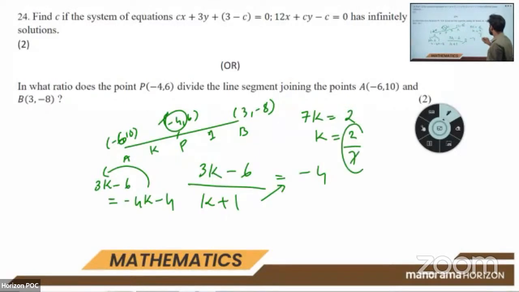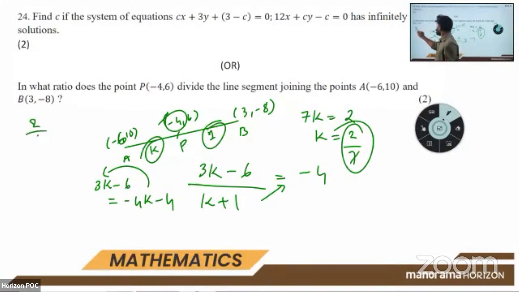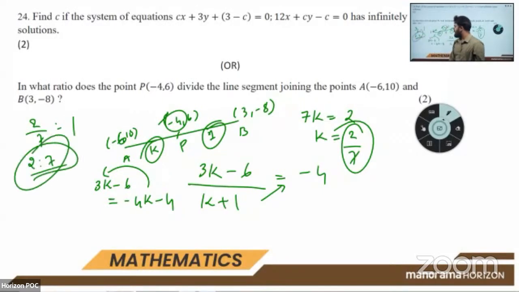K is 2 by 7. I took the ratio as K is to 1, so what is the new ratio now? 2 by 7 is to 1. You can also write it as 2 is to 7. So the ratio here is 2 is to 7. So understood what is the ratio between the points A and B when it is divided by the point P? It is nothing but 2 is to 7.